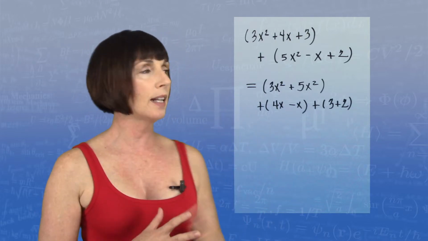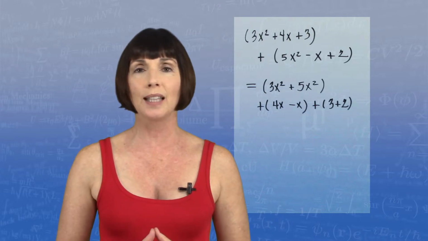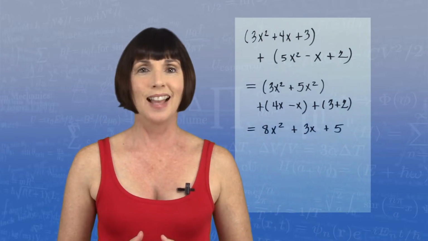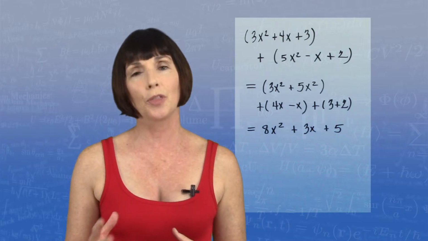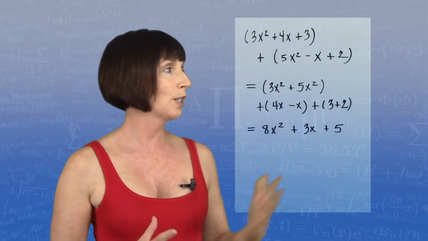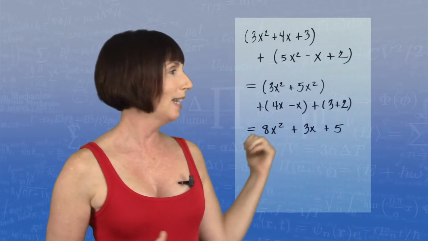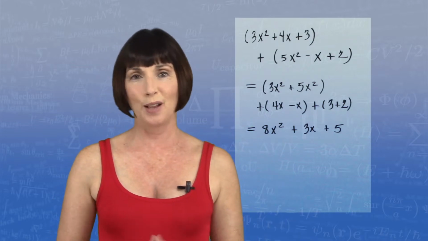If I have 3x squareds and I add 5 more to it, that gives me 8x squared. Then I have 4x minus x, that leaves me with 3x. And 3 plus 2 is 5. So I have 8x squared plus 3x plus 5.